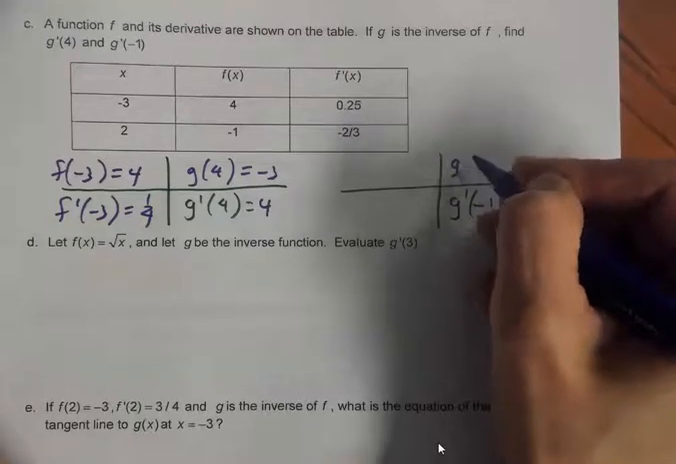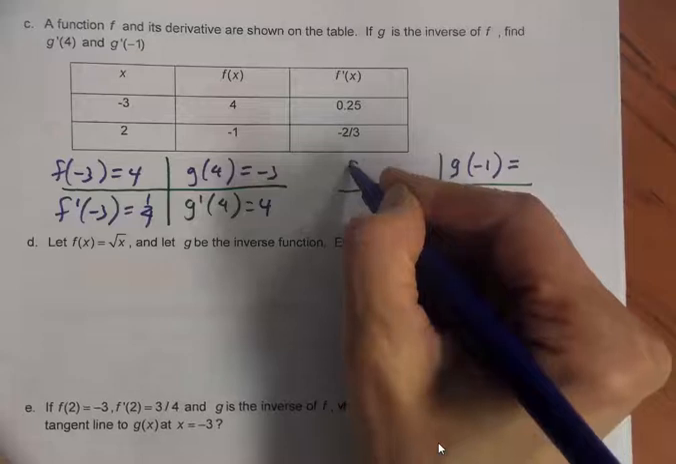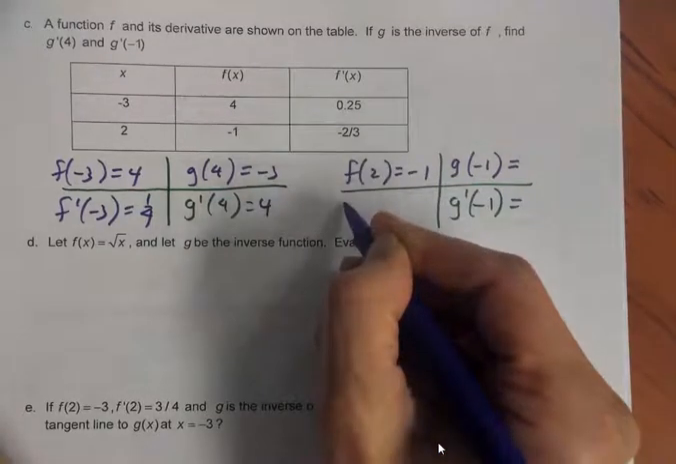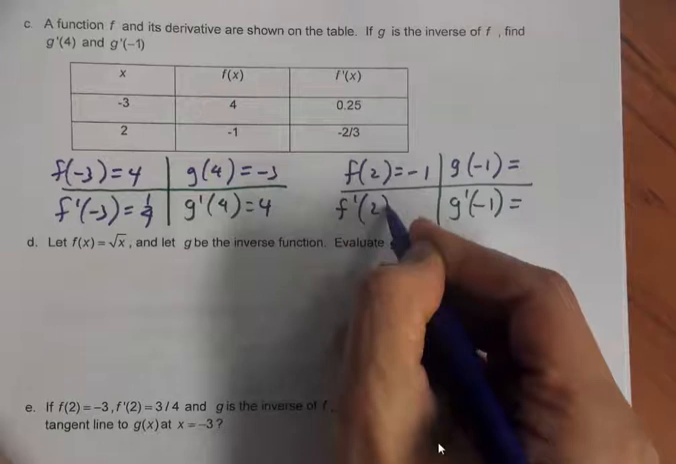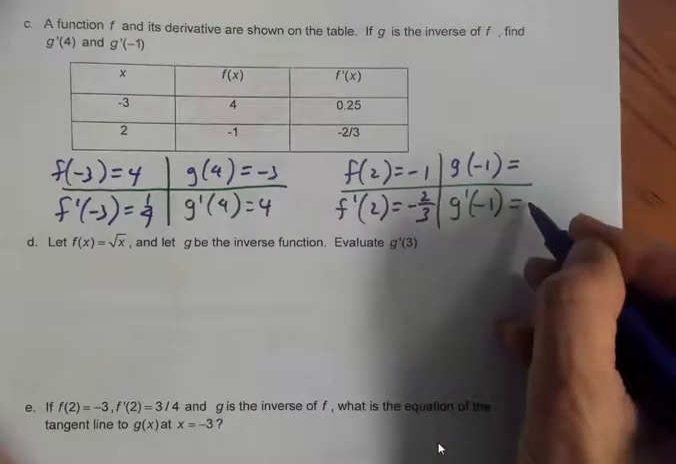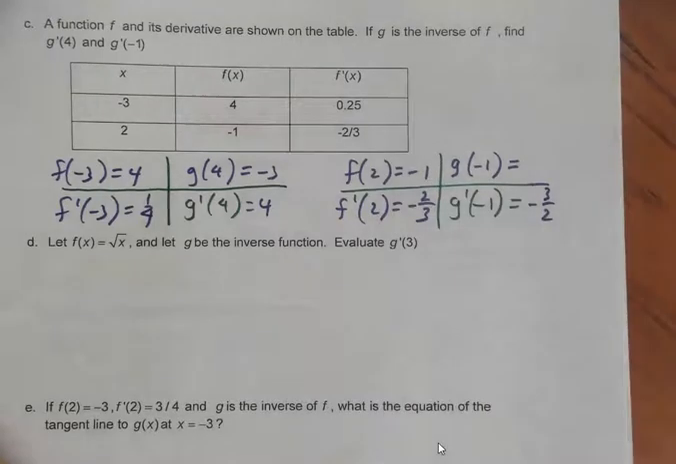g of -1. And f of 2 is equal to -1. And f prime of 2 is equal to -2 over 3. So g prime of -1 is equal to -2 over 2. Yes. And remember, it's not the negative reciprocal, it's just the reciprocal, not negative.